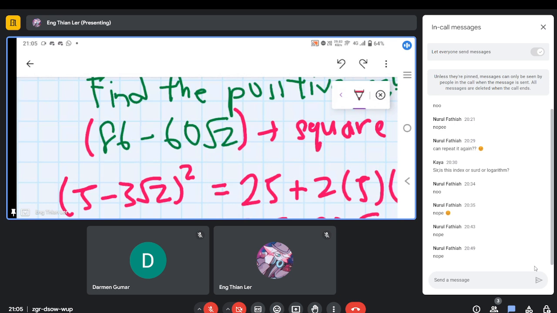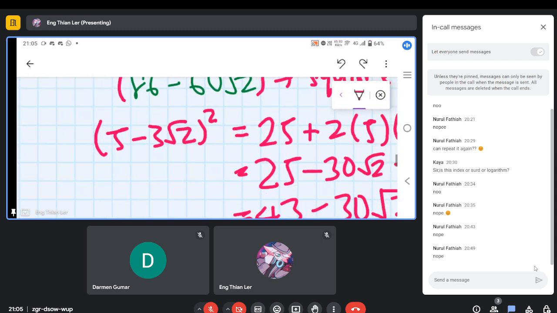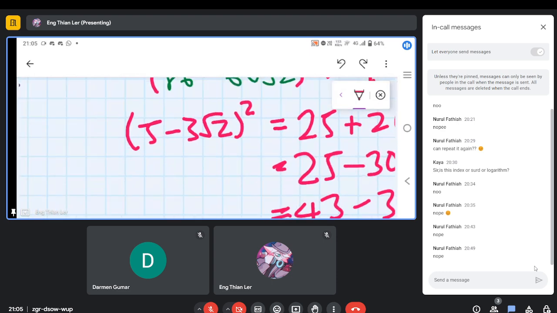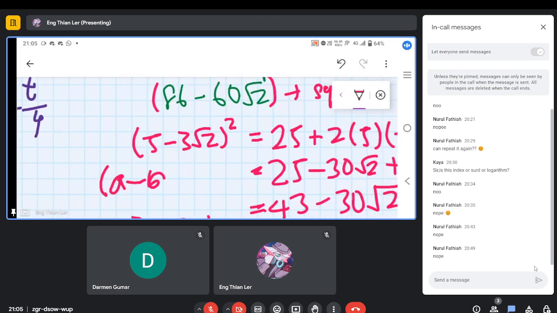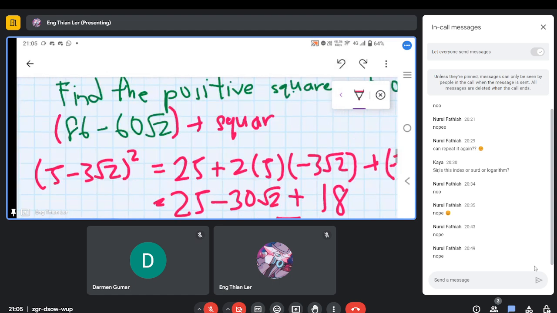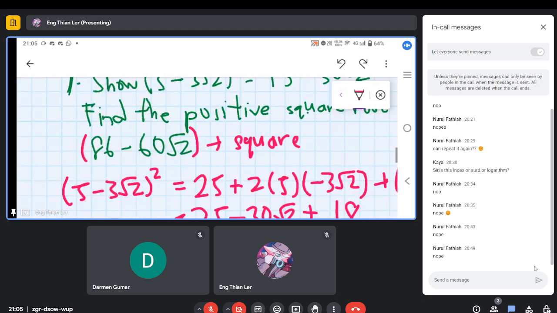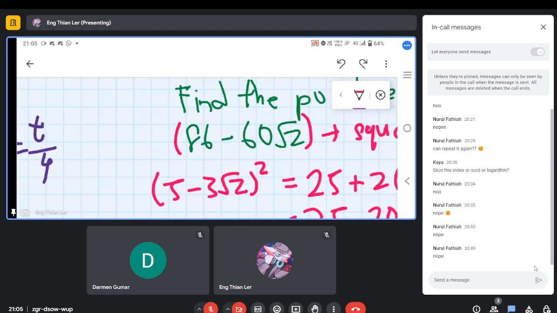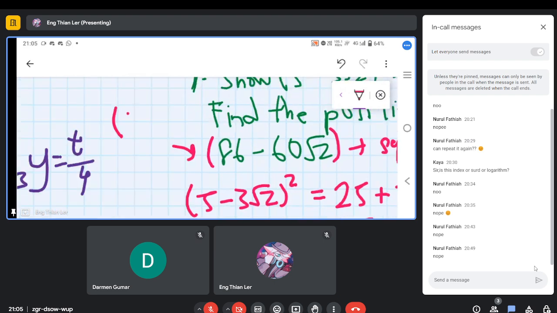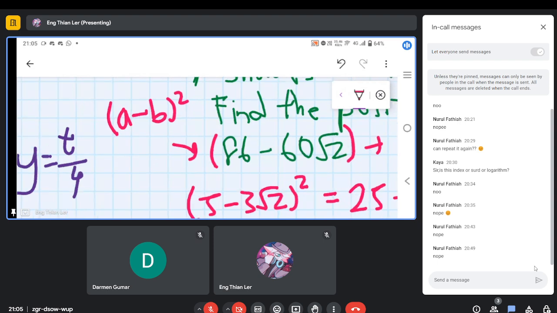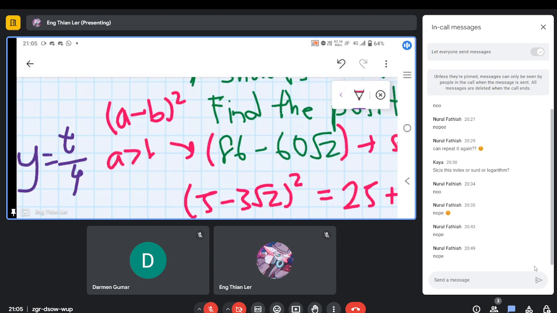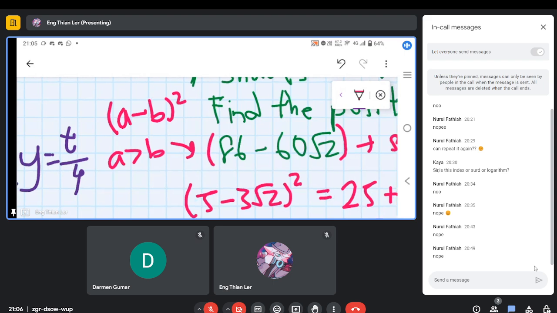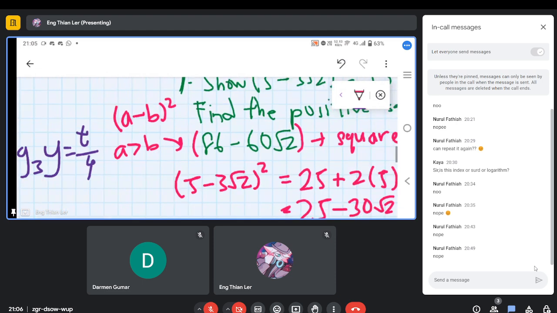Why? Because we know that the minus 2ab means that the square is like this, a minus b square. So the format of this is a minus b square. So now to find the positive root, we need to know that a must be greater than b, right? So now we know the source of our root. We know how to solve this. So let's check out.